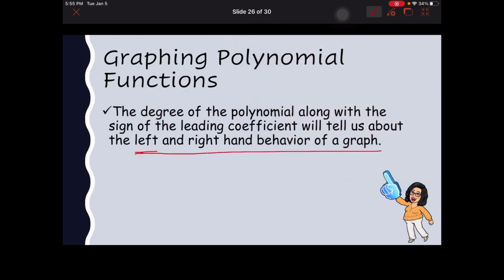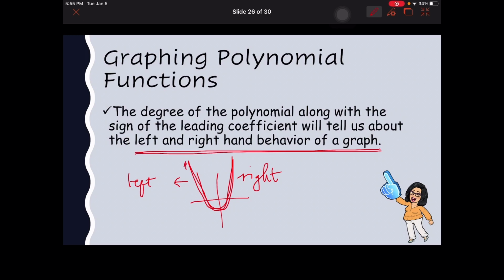Okay? So ano po ba yung tinatawag na left and right hand behavior of the graph? Yan po yung endpoints ng ating graph. Kumbaga sa parabola, ganito yan, di ba? Ito ang itsura ng parabola. Ito po yung left hand side and this is your right hand side.